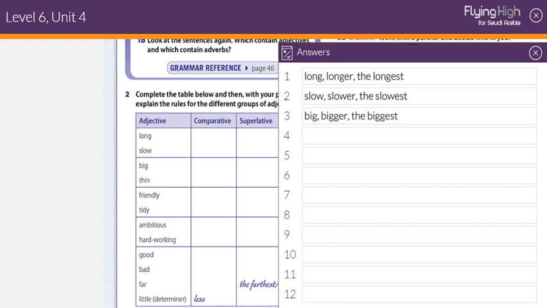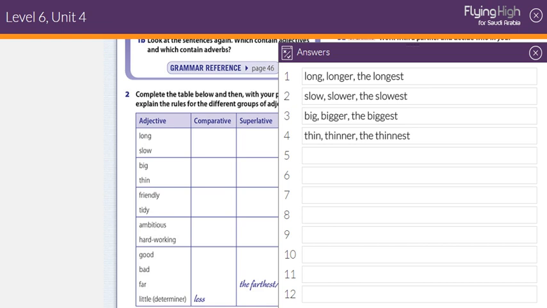We noticed that we doubled the letter G, because there is a vowel letter before G and another vowel letter after G. So we double the letter G in bigger or the biggest. The fourth adjective is thin. The comparative is thinner. We double the letter N. And the superlative is the thinnest.